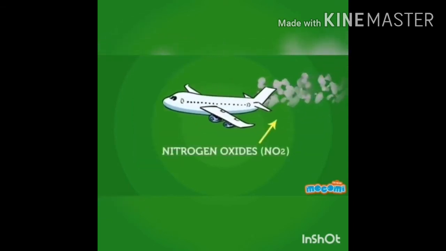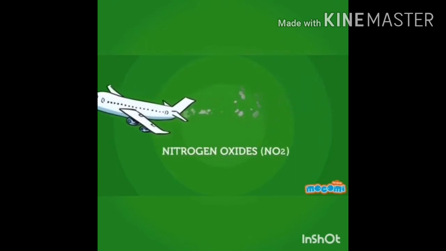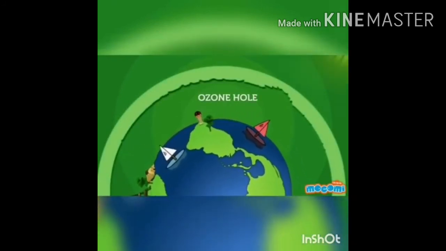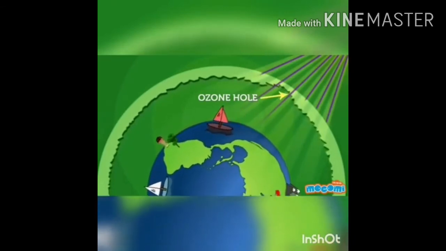CFCs are a group of chemically similar gases used in refrigeration systems, air conditioners, aerosols, solvents, and in the production of some types of packaging. Nitrogen oxides are a byproduct of fuel burning, for example, from aircraft exhausts. What is the ozone hole? The ozone hole is not literally a hole, but an area wherein the total ozone amount is less than 220 Dobson units. The ozone hole has steadily grown in size up to 27 million square kilometers.